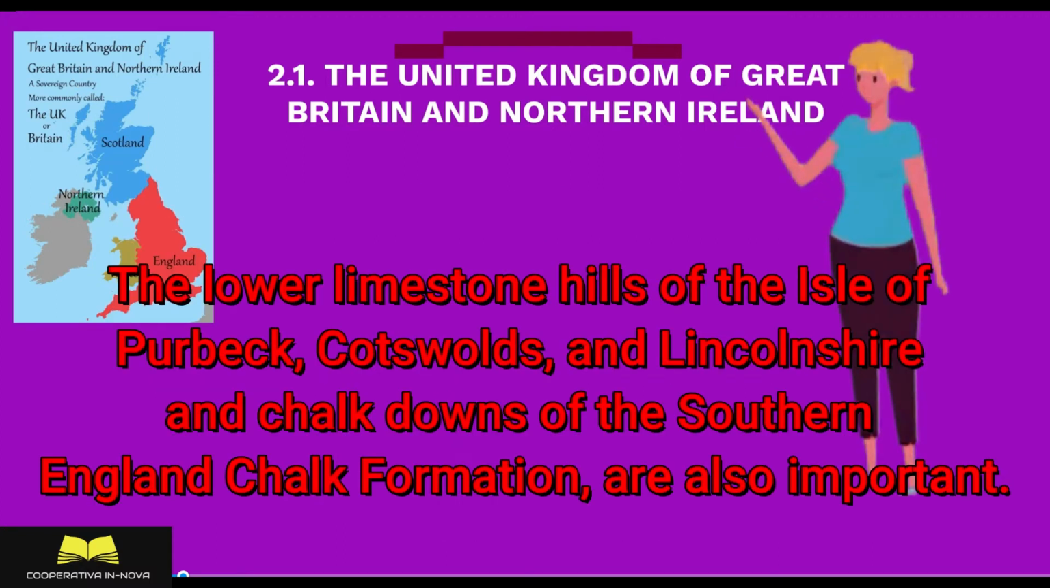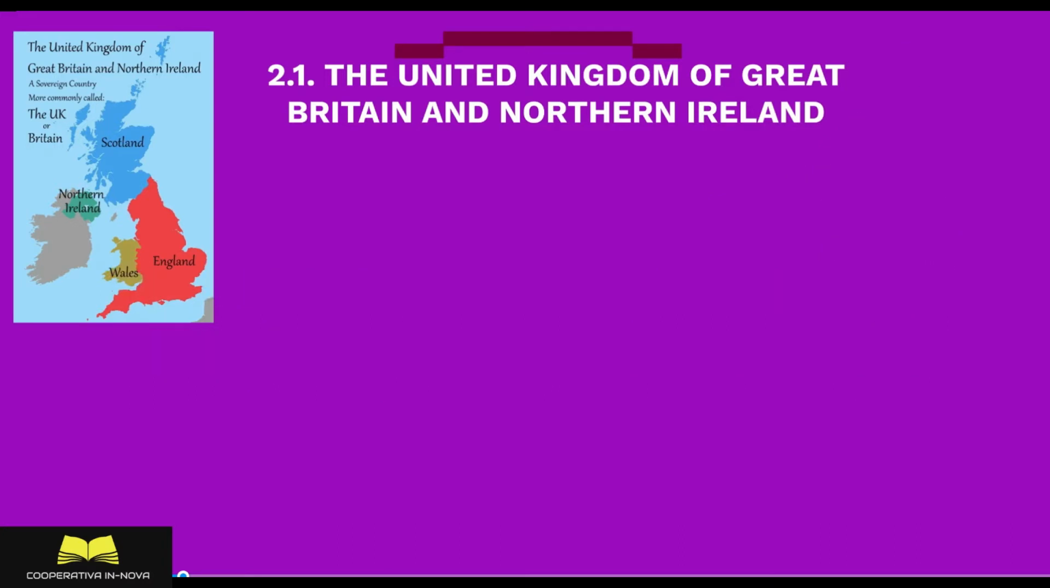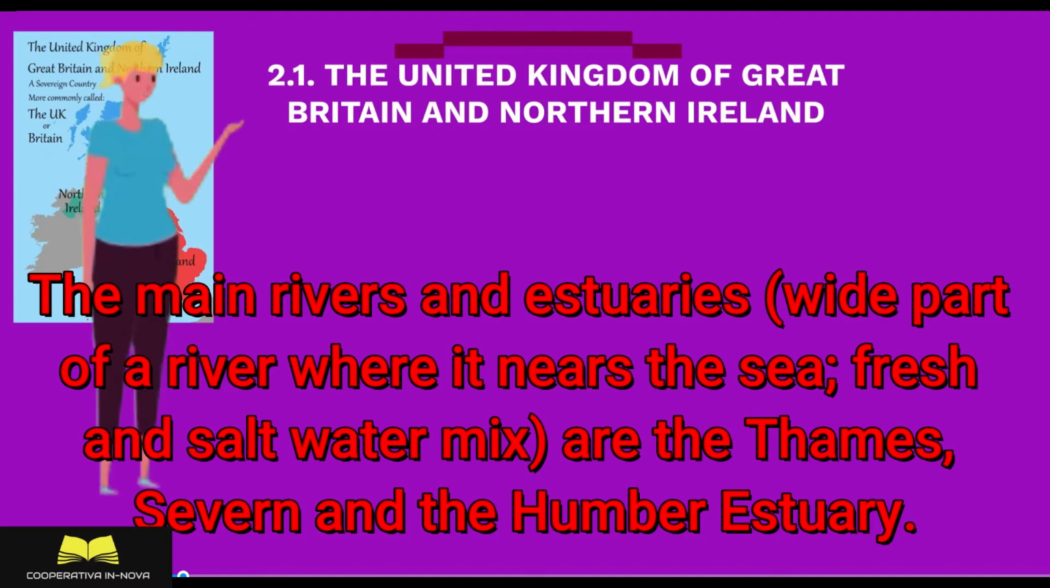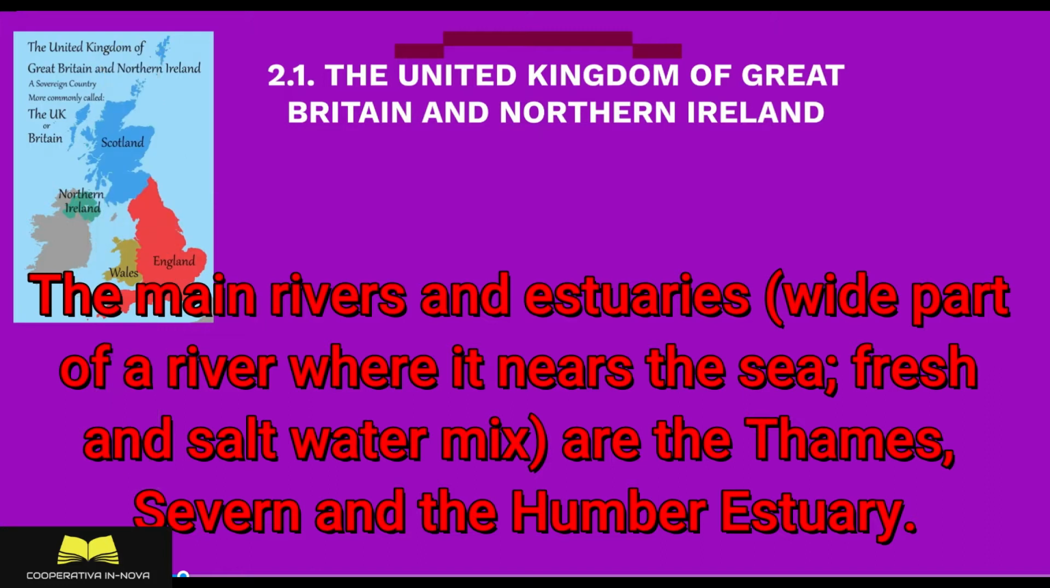The lower limestone hills of the Isle of Purbeck, Cotswolds, and Lincolnshire and chalk downs of the southern England chalk formation are also important. The main rivers and estuaries, wide part of a river where it nears the sea, fresh and salt water mix, are the Thames, Severn and the Humber estuary.